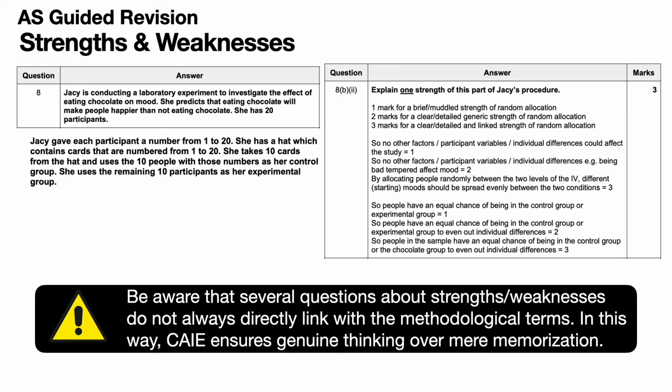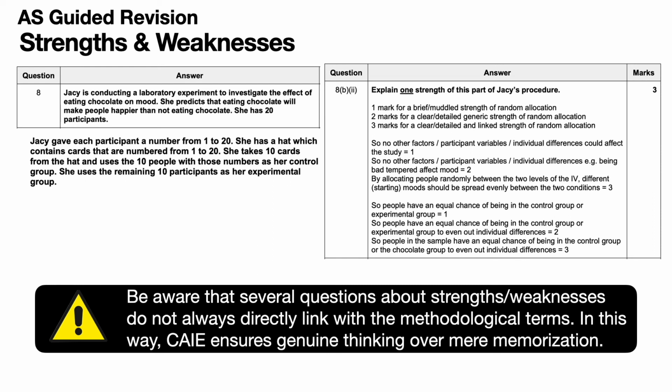JC is conducting a laboratory experiment to investigate the effects of eating chocolate on mood. That sounds like a fun experiment. She predicts that eating chocolate will make people happier than not eating chocolate. What is that, a one-tailed hypothesis? Is that right? She has 20 participants. Then we're told that JC gave each participant a number from 1 to 20. She has a hat which contains cards that are numbered from 1 to 20. She takes 10 cards from the hat and uses the 10 people with those numbers as her control group. She uses the remaining 10 participants as her experimental group. Explain one strength of this part of JC's procedure.